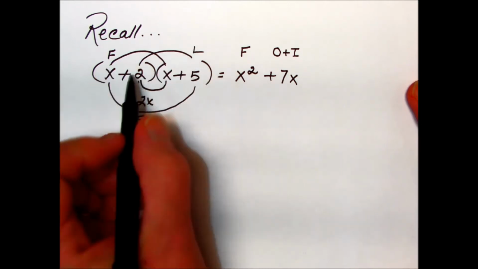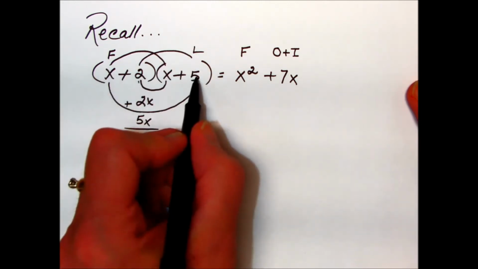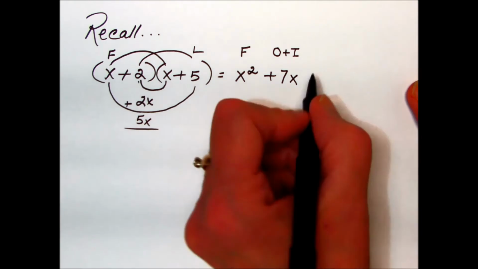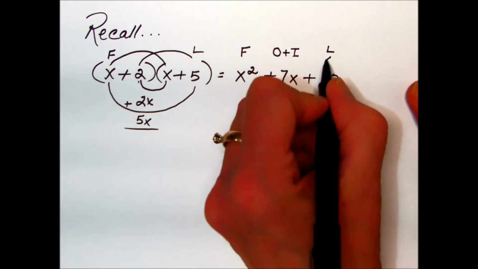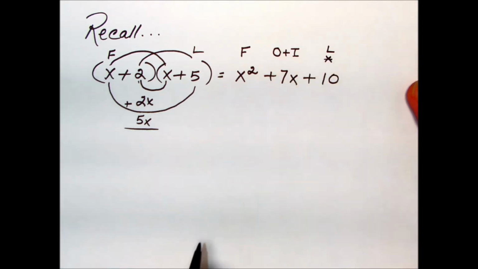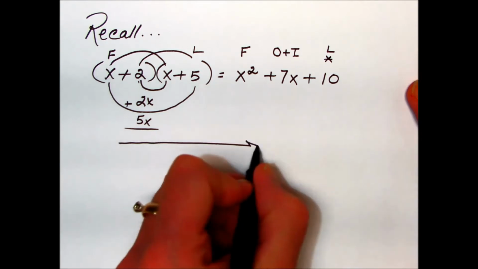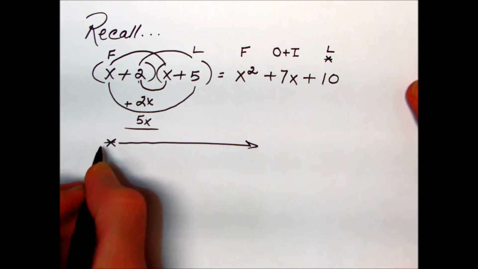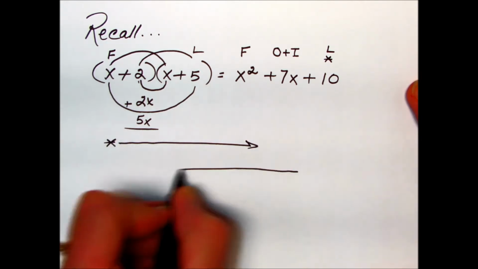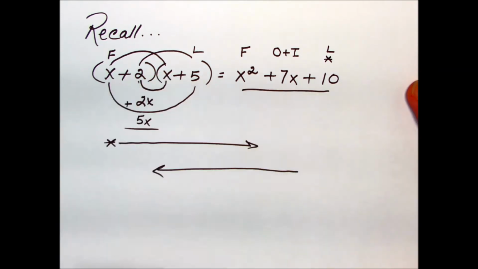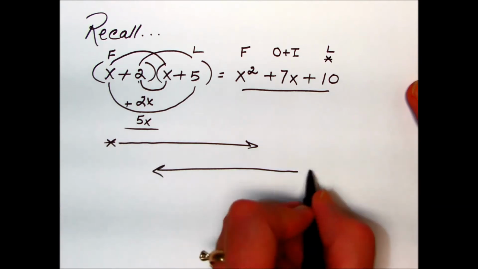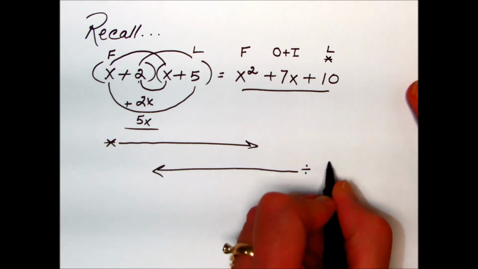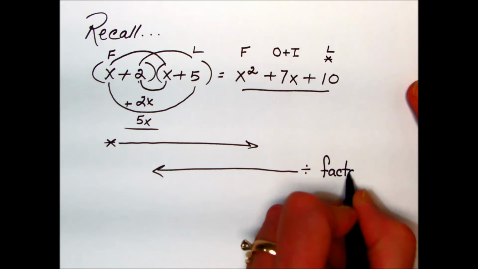And then we're not quite done. We have one last step. We'll multiply the last terms together. 2 times 5 is going to give us 10. And that last term was the result of a multiplication. Well, this was multiplication in this direction. We're now going to start with this and ask where did it come from with the opposite of multiplication, which is division, and we're calling factoring.